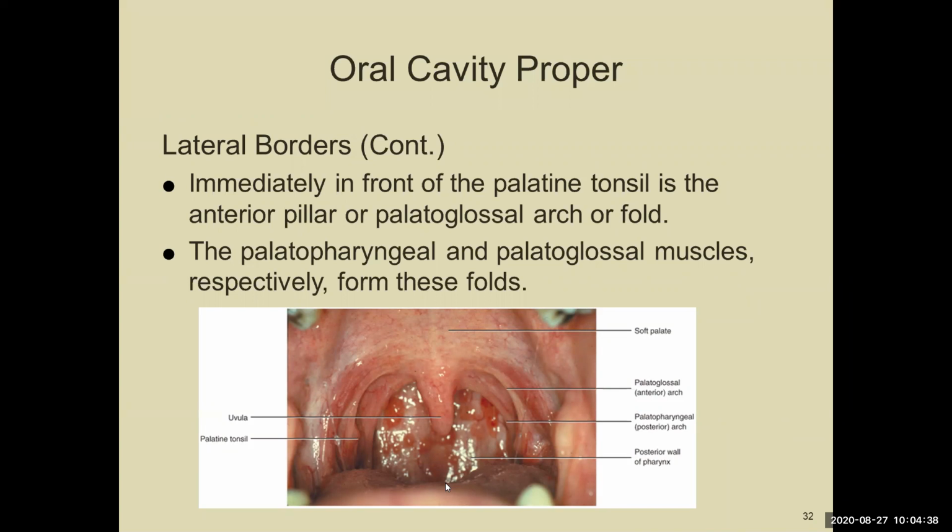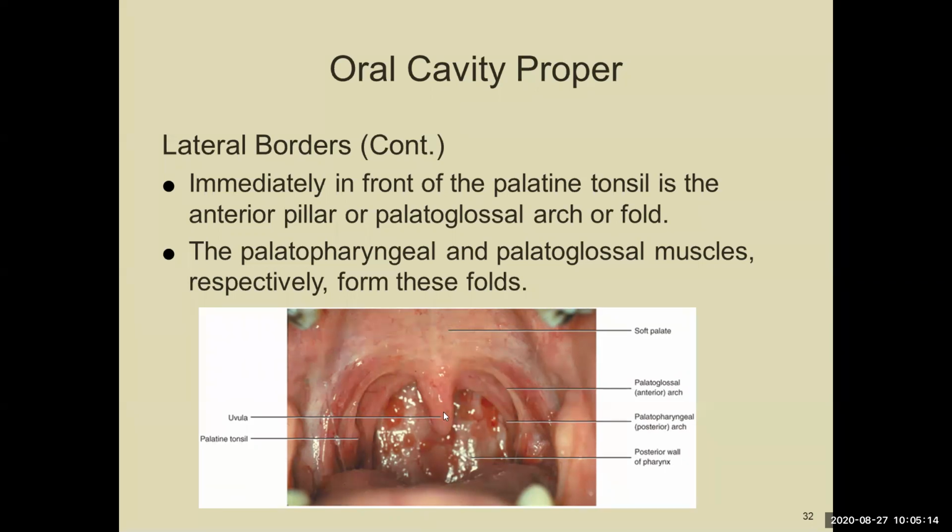Immediately in front of the palatine tonsil is the anterior pillar. This is the anterior pillar, or the palatoglossal arch. Then you've got your second fold here, which is the posterior pillar or the palatopharyngeal arch. And then you've got your tonsils in between. This is the uvula.